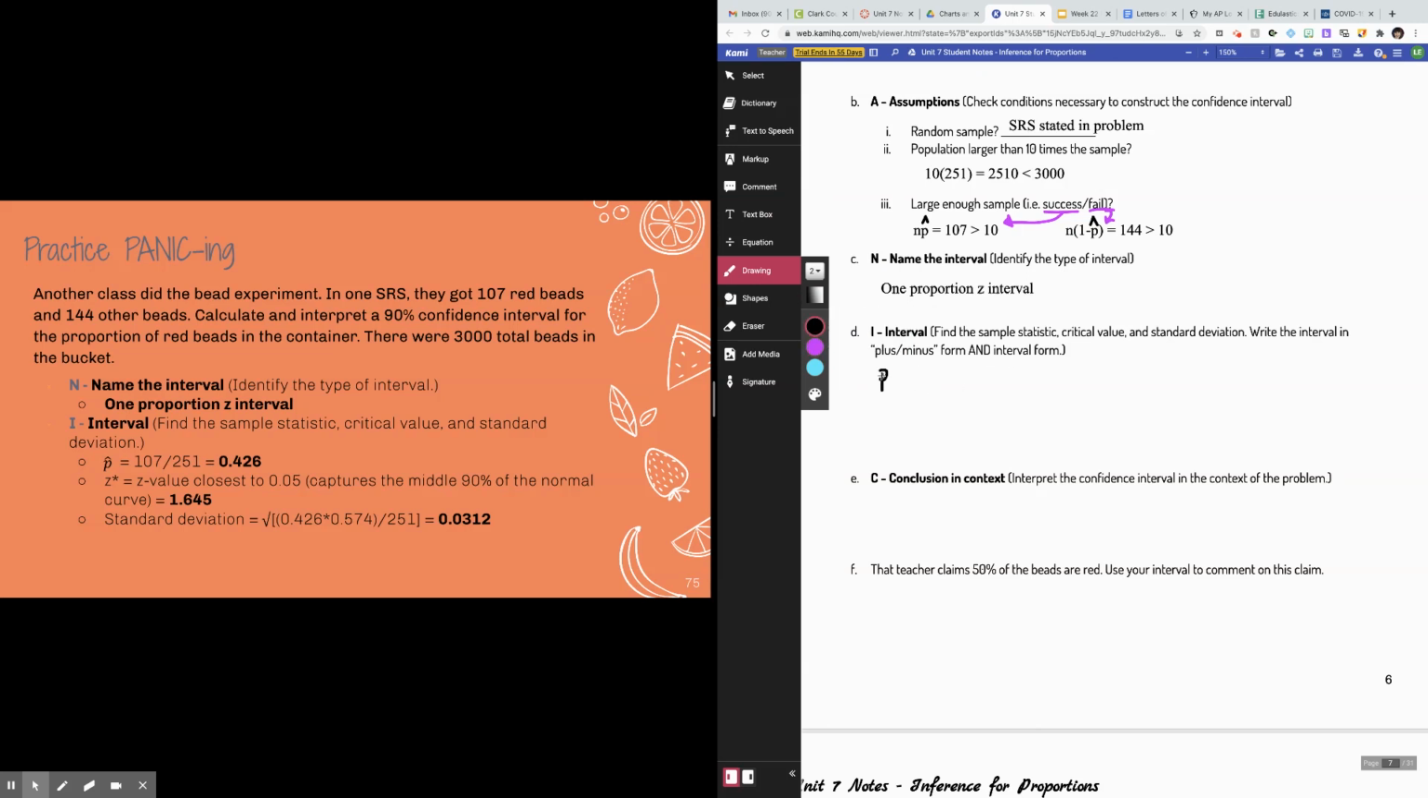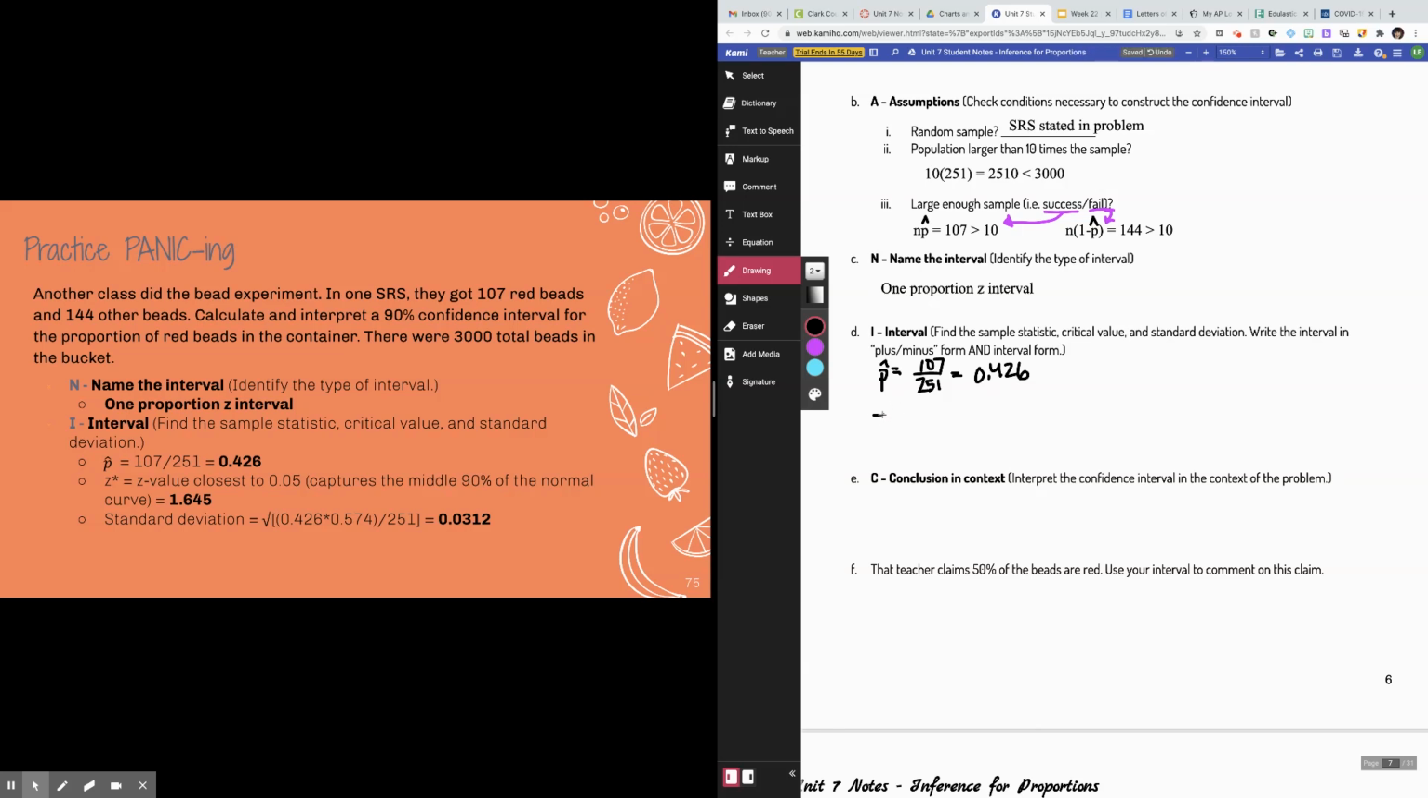So P hat is 107 divided by 251. That value as a decimal is 0.426. Three decimal places is typically fine with these types of problems.